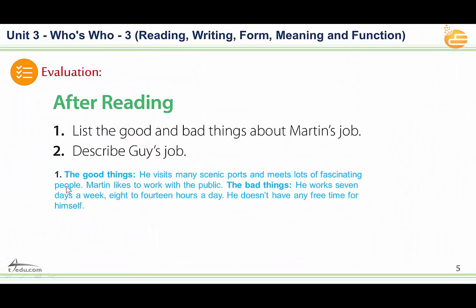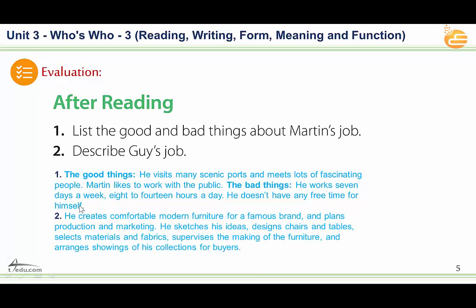So as we said, the first one, the good things: he visits many scenic ports and meets lots of fascinating people. Okay, Martin likes to work with the public. Also, the good thing, he works with the public, and this is a good thing for him. Number two, the bad thing: he works 7 days a week, 8 to 14 hours a day. He doesn't have any free time for himself. Excellent. The same answer that you gave me.